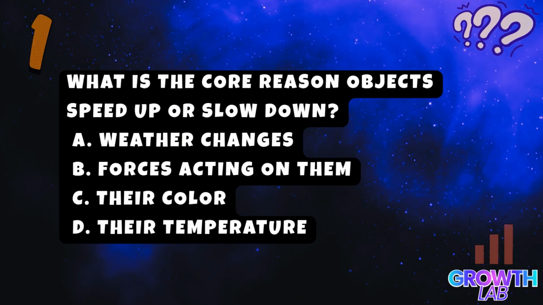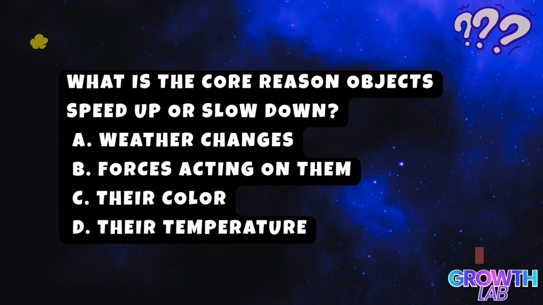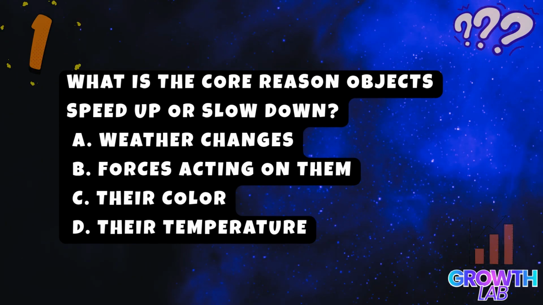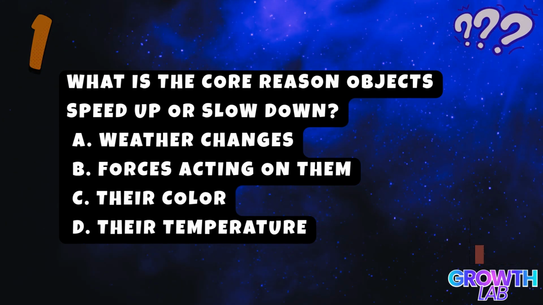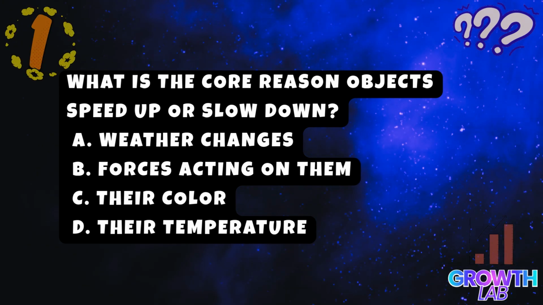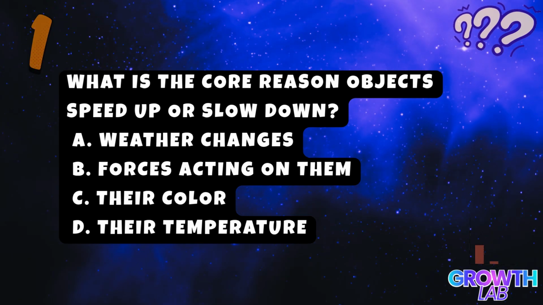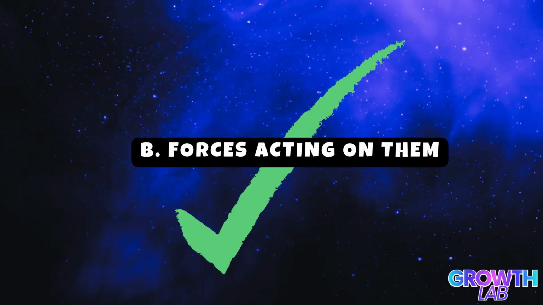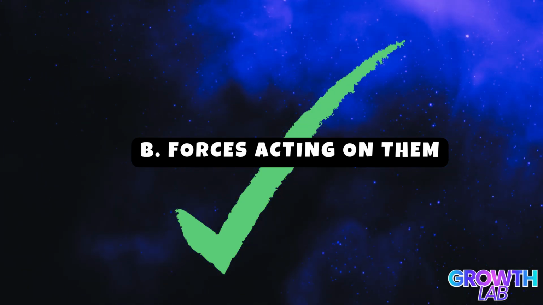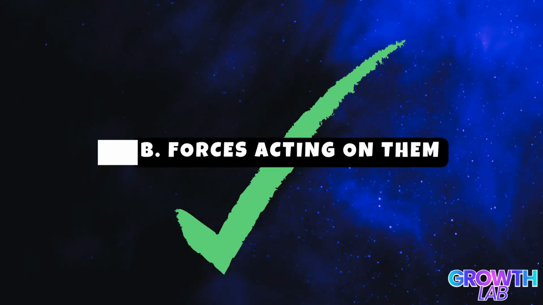Question 1. What is the core reason objects speed up or slow down? Answer options are: Option A, weather changes. Option B, forces acting on them. Option C, their color. Option D, their temperature. Correct option is option B, forces acting on them. Forces are what change motion.